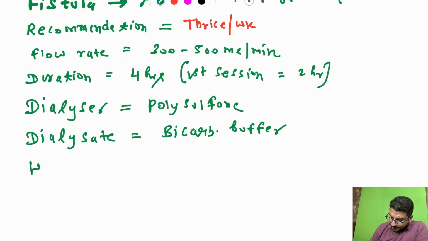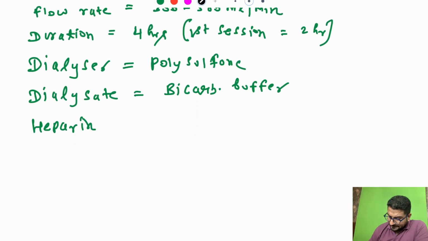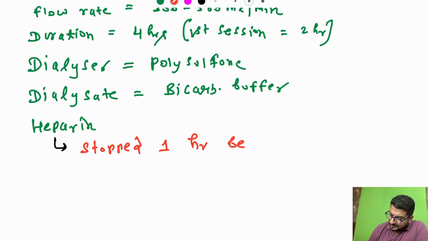Then understand we will also use heparin. Heparin is an anticoagulant. It will prevent clotting. That is why we use heparin. Now try to understand, just remember heparin should be stopped 1 hour before completion. Suppose it is a 4 hour session, then stop it after the third hour. Heparin should be stopped 1 hour before completion.